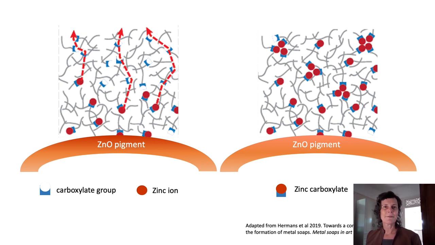Zinc ions picked up from the pigment surface can then disperse through the oil polymer by effectively hopping from one carboxylate group to another. The more carboxylate groups that form during oxidation, the more zinc ions are extracted from the pigment, and amorphous, network-coordinated zinc carboxylates develop in the paint, represented by the small coloured clusters in the graphic at right.